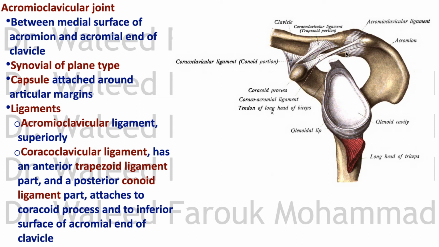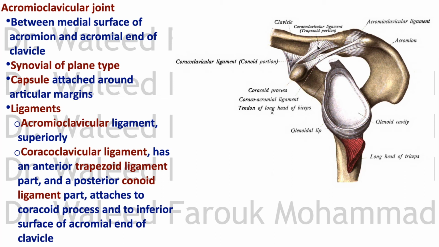The ligaments of the acromioclavicular joint is the acromioclavicular ligament. You can see it here. This is the superior acromioclavicular ligament. And below that, and between the clavicle and the coracoid process, is the coracoclavicular ligament. The coracoclavicular ligament has two parts.